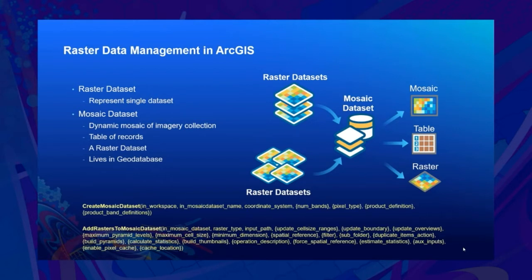To create a mosaic, you have to go through primarily two steps. One, you create a mosaic dataset and then you add rasters to it. Here's the signature for doing that work.